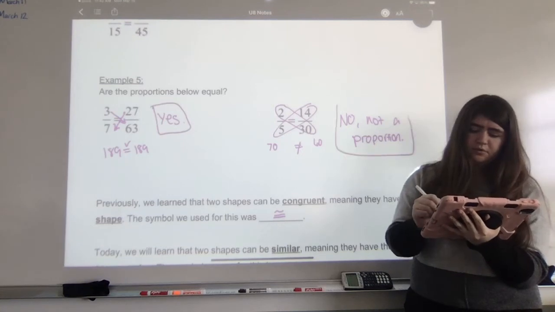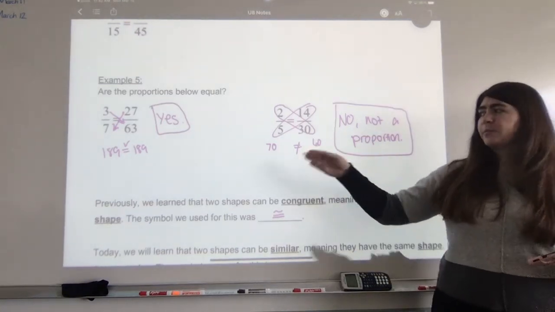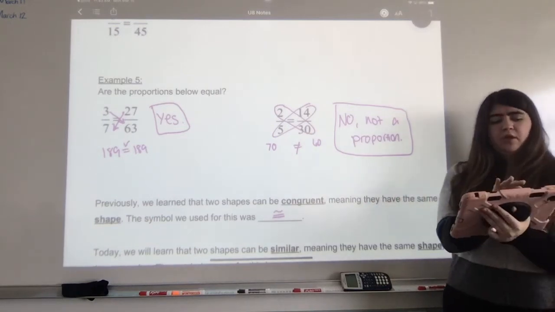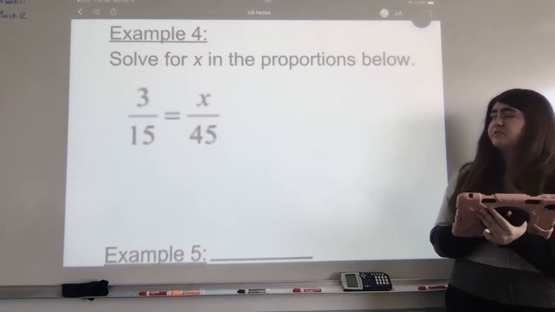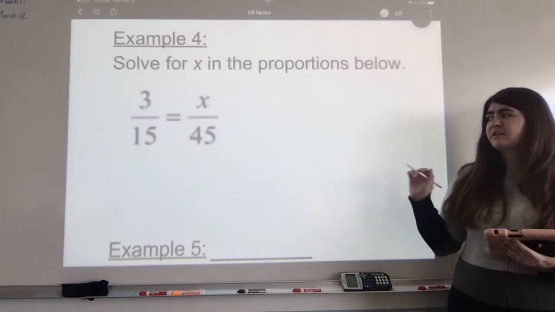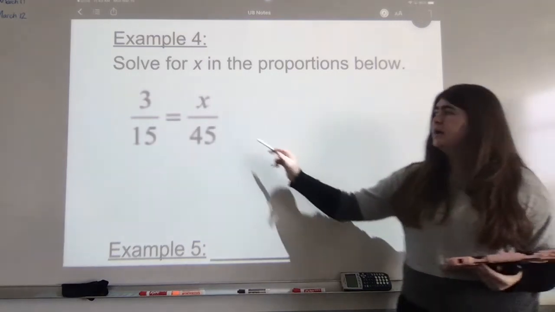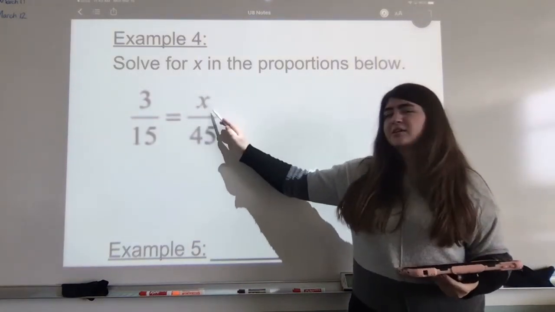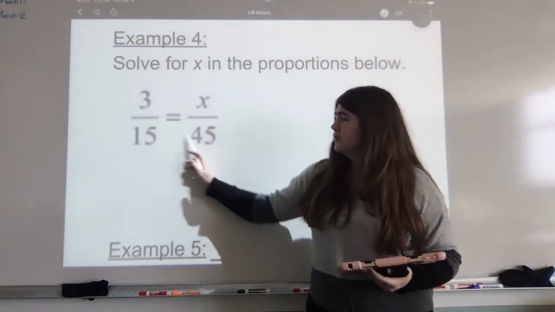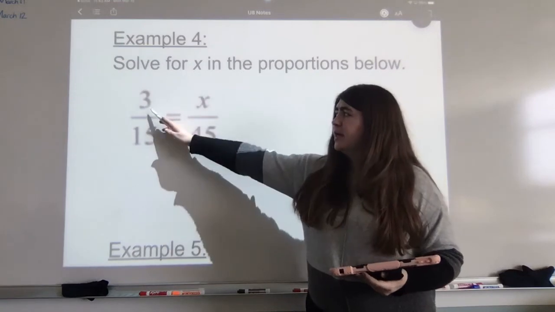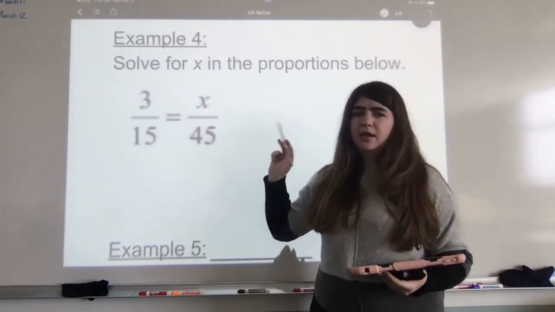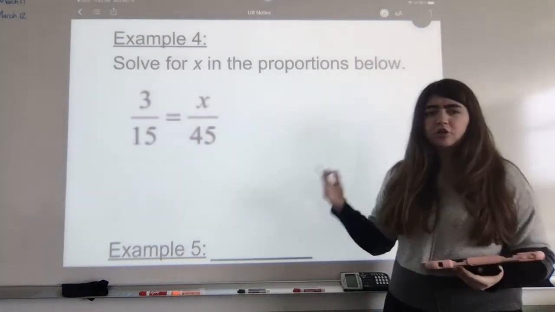Those are my answers. We have the ability to check if a proportion is true, but we also have the ability to make a proportion be true if we solve for a missing piece. So that's what example 4 is looking at. So we have 3 to 15 is equal to x to 45, and we have to figure out what we can plug in for x to make this true. And there's a couple options. If you can figure out what the difference between 15 and 45 is, you can apply that up here and then multiply 3 by that same number. But we don't have to do that, and there's no guessing and checking using the cross products.